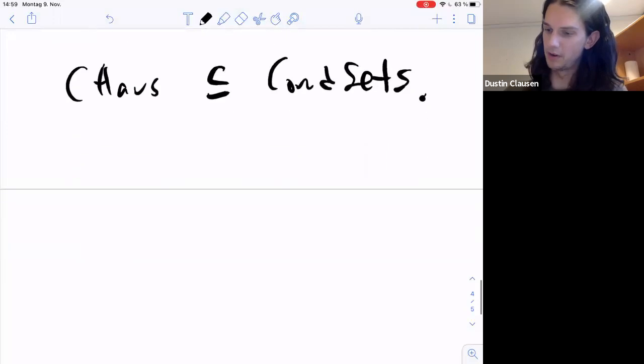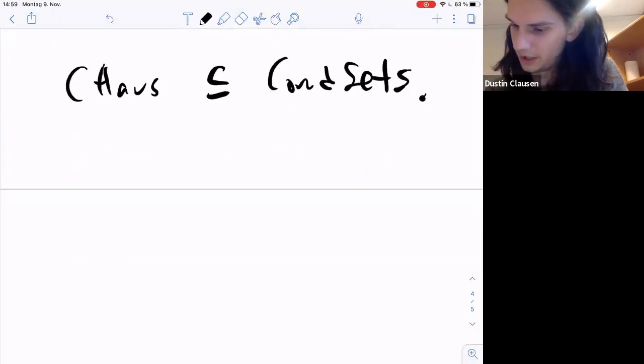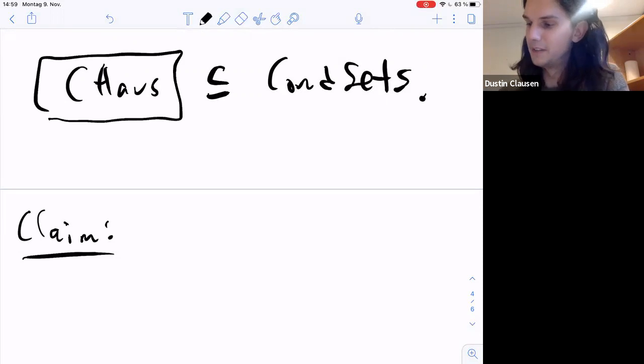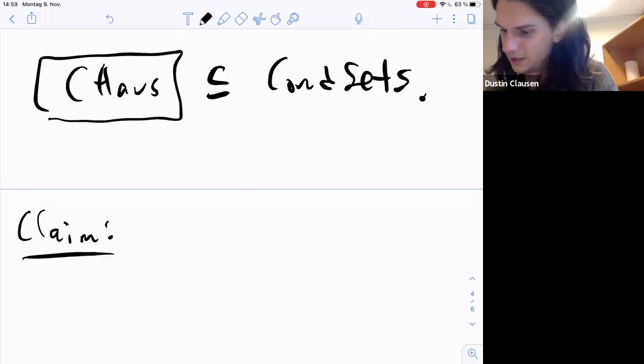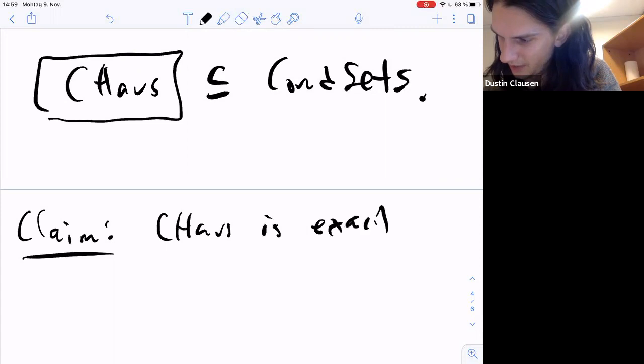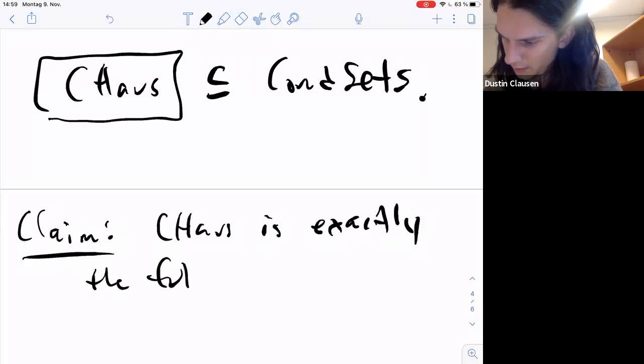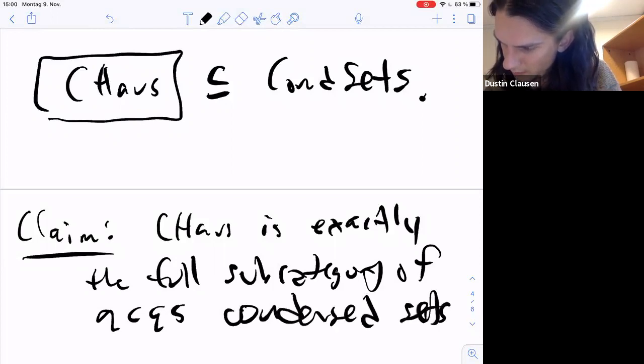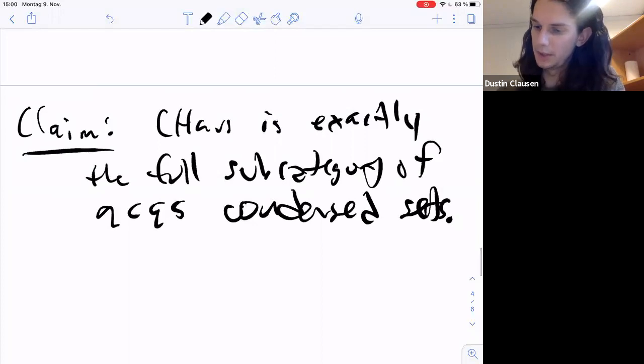Let me start with a remark or a claim. We can also characterize these compact Hausdorff spaces intrinsically in terms of finiteness properties of condensed sets, ones which Peter mentioned in the first lecture. So this is exactly the full subcategory of quasi-compact, quasi-separated condensed sets. So let me give the proof.